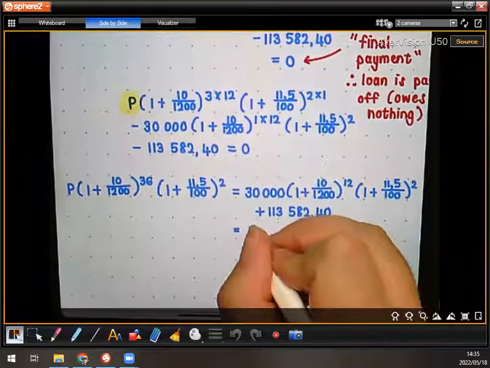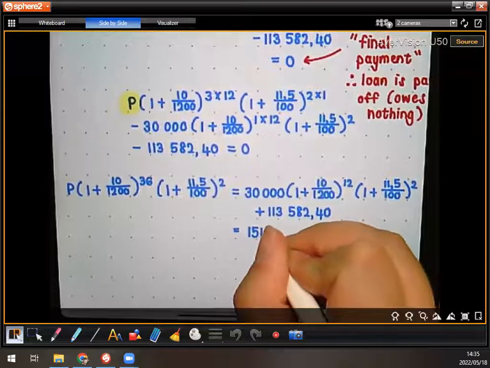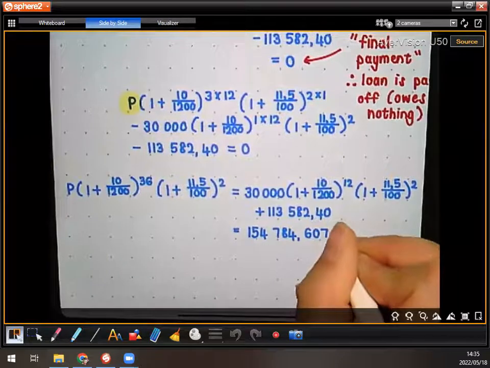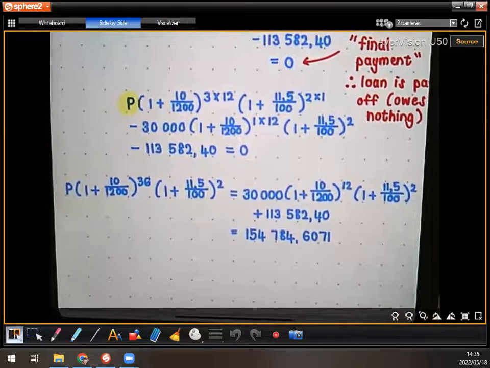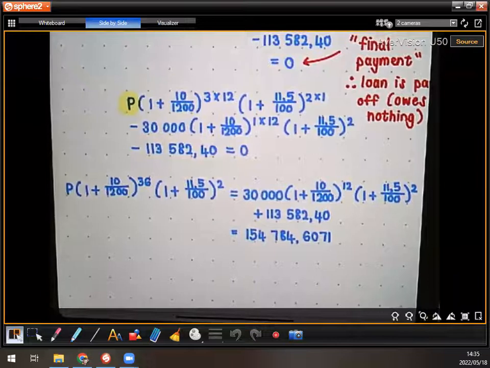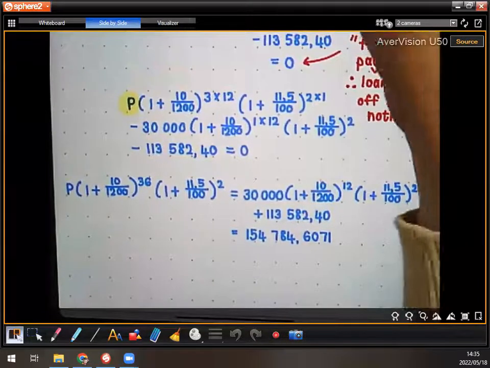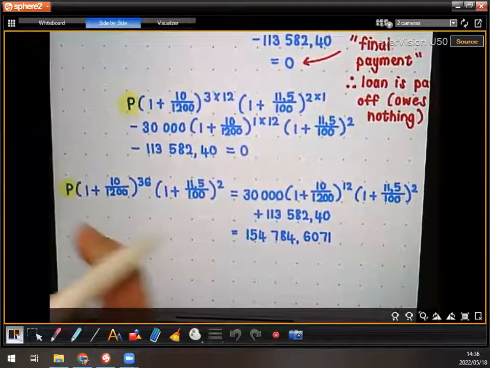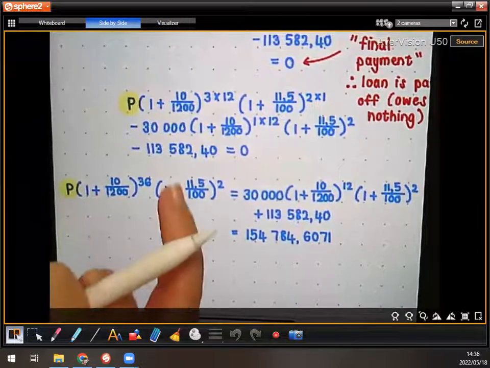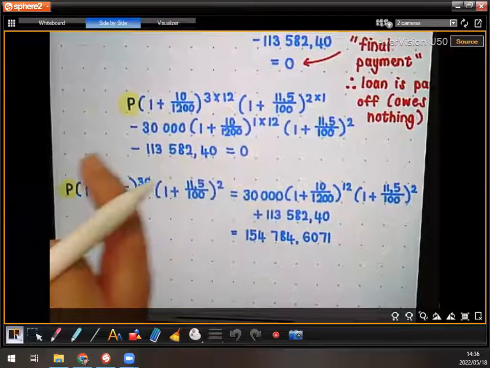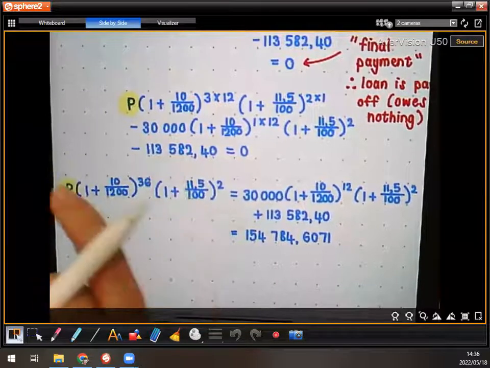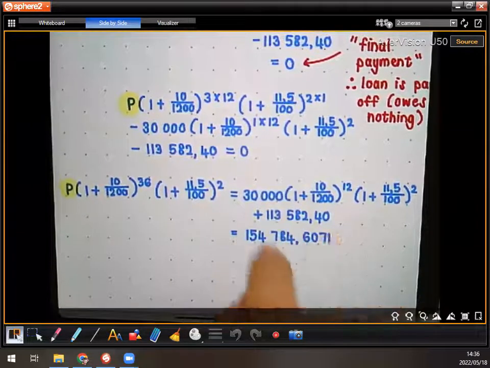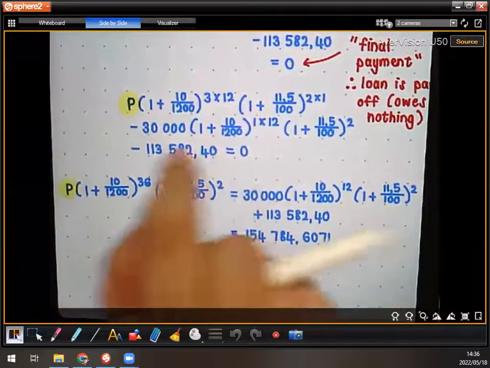So I'm getting 154,784,6071. That's the whole thing that I'm getting. But again, I want to solve for P. So what do I do to get rid of these two brackets that are next to P? What am I doing with these two brackets? I am multiplying by them. What's the opposite of multiplying? Dividing, right? So we're going to have to do this whole thing divided by both of these brackets.